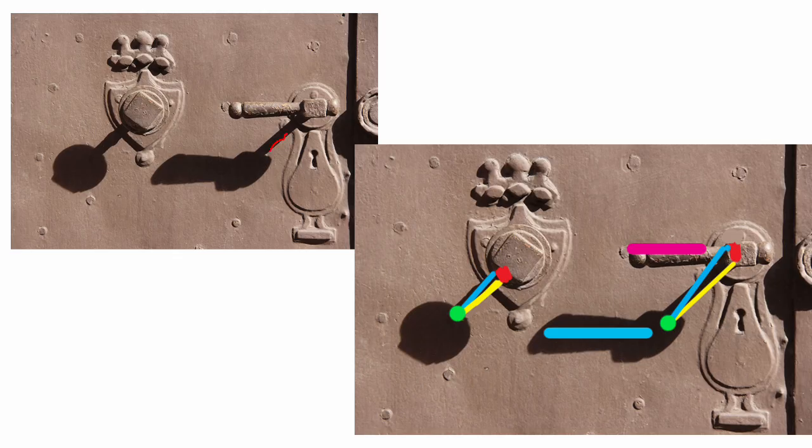These diagonal shadows indicate that there's a horizontal pole coming out of the door towards us, and also one over here. And the fact that this shadow is a little longer than this one means that the handle is further away from the door than the knocker, and that makes sense. Usually handles are further away.